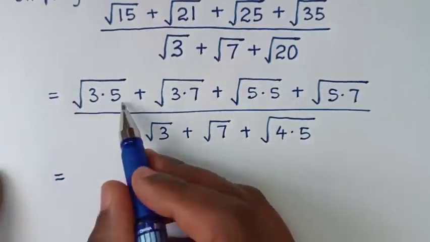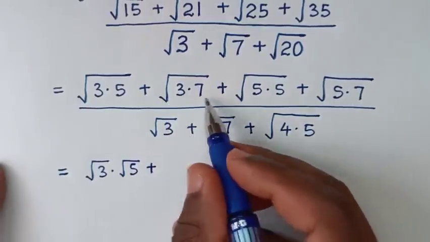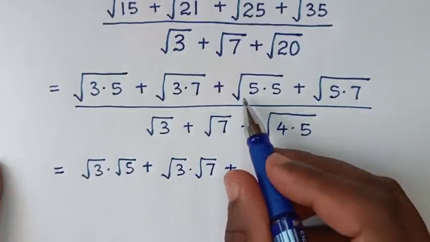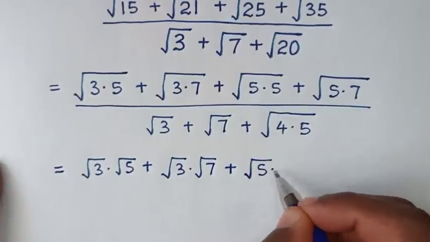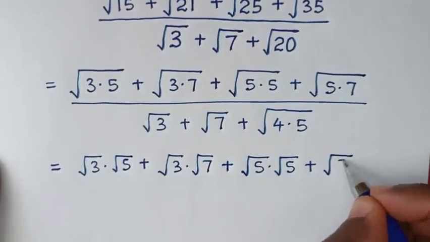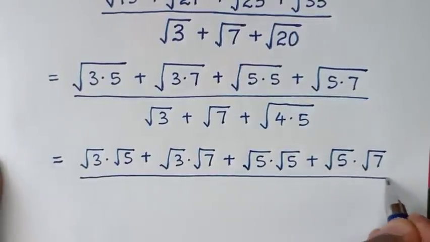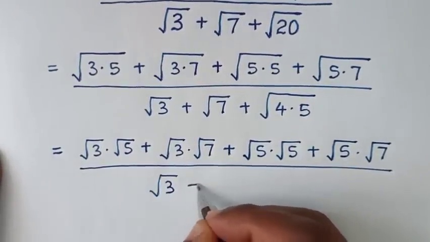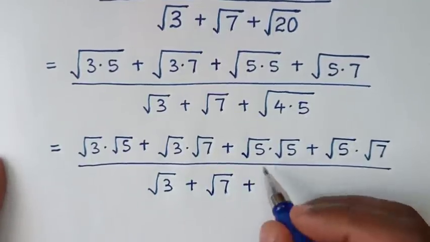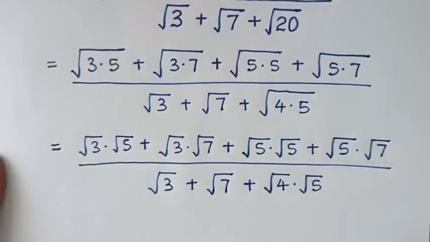Then in the next step, it will be equal to, we separate these square roots. So square root of 3 times 5 is the same as square root of 3 times square root of 5, plus square root of 3 times 7 is the same as square root of 3 times square root of 7, plus square root of 5 times 5 is the same as square root of 5 times square root of 5, plus square root of 5 times 7 is the same as square root of 5 times square root of 7, then over square root of 3 plus square root of 7, then plus, we separate this also, so it will be square root of 4 times 5 is the same as square root of 4 times square root of 5.